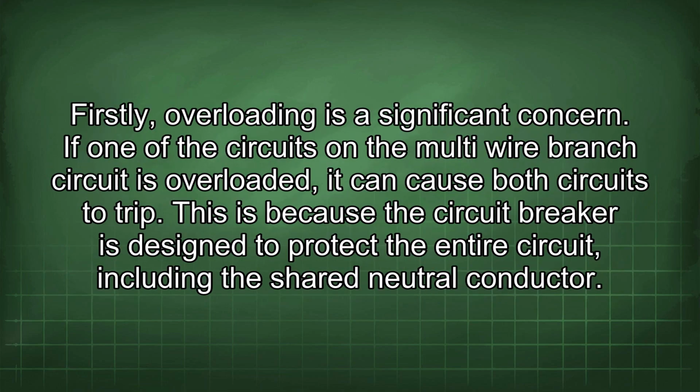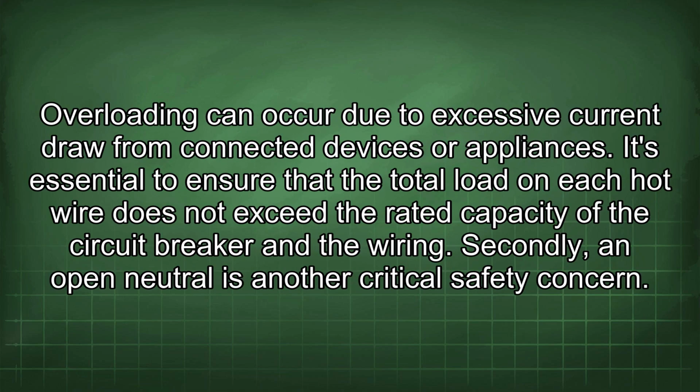Firstly, overloading is a significant concern. If one of the circuits on the multi-wire branch circuit is overloaded, it can cause both circuits to trip. This is because the circuit breaker is designed to protect the entire circuit, including the shared neutral conductor. Overloading can occur due to excessive current draw from connected devices or appliances. It's essential to ensure that the total load on each hot wire does not exceed the rated capacity of the circuit breaker and the wiring.